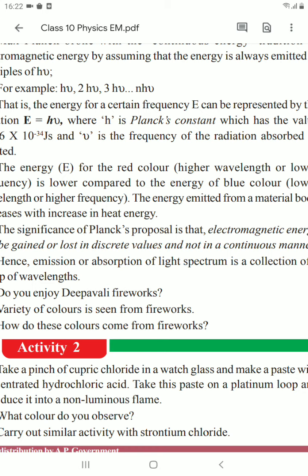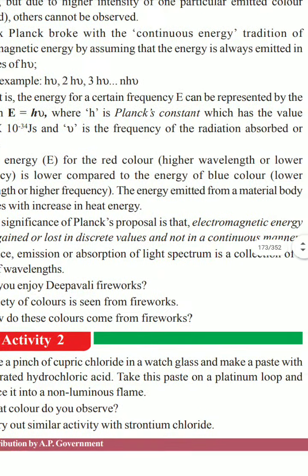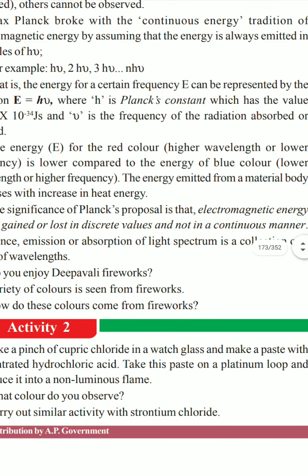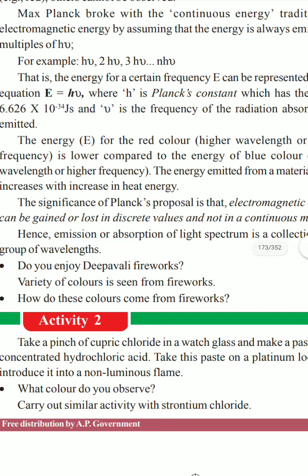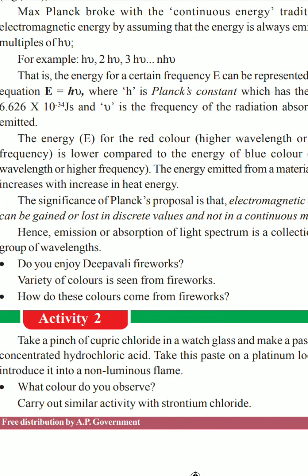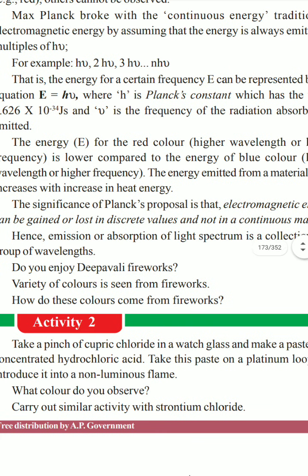Discrete values means some distinct, separate values, means multiples, not in a continuous manner. Continuous means we are adding 1 plus 1, 1 plus 1 plus 1, and so on, not in that way. We take multiple values. Multiples means 1 h mu, 2 h mu, 3 h mu, like that. So this is Planck's quantum theory. Once again, the significance of Planck's proposal is that electromagnetic energy can be gained or lost in discrete values and not in a continuous manner.